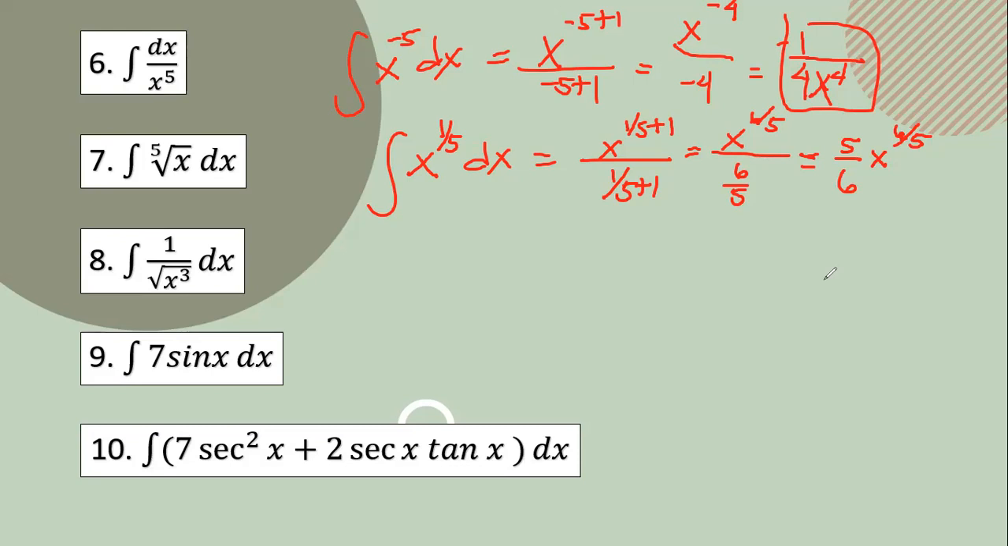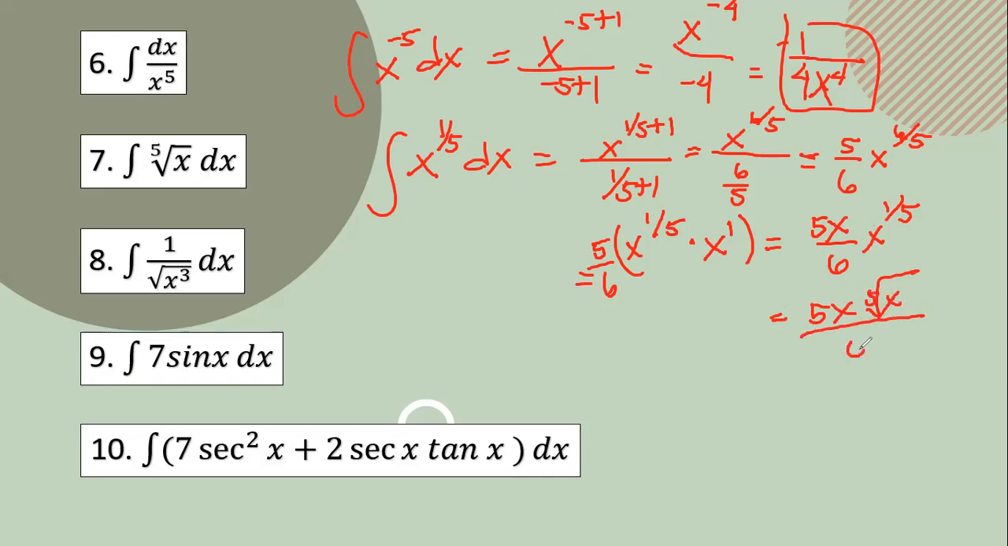So this is an improper fraction, 6 over 5. Nanggaling siya sa 1 over 5 plus 1, di ba? So we can rewrite it as x raised to 1/5 multiply to x raised to 1. Okay? So, multiply to 5 over 6. Our final answer will be 5x over 6 multiply to x raised to 1/5 or the fifth root. So pwede ring 5x multiply to the fifth root of x all over 6.